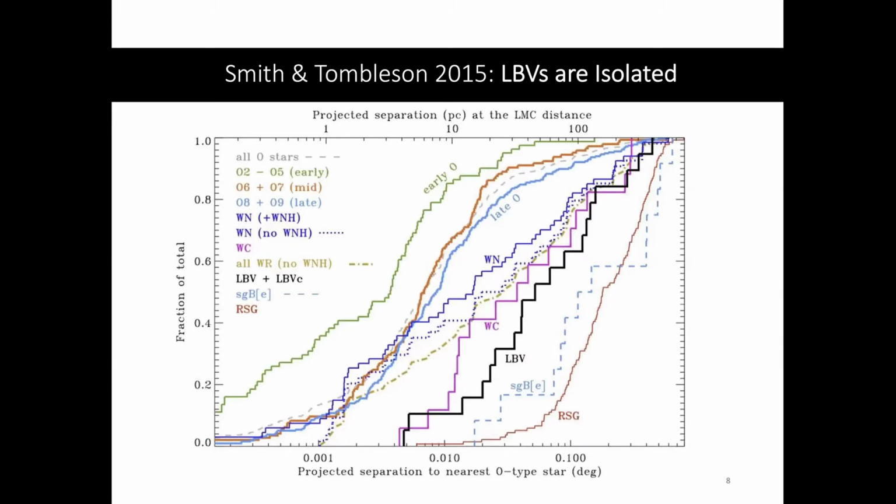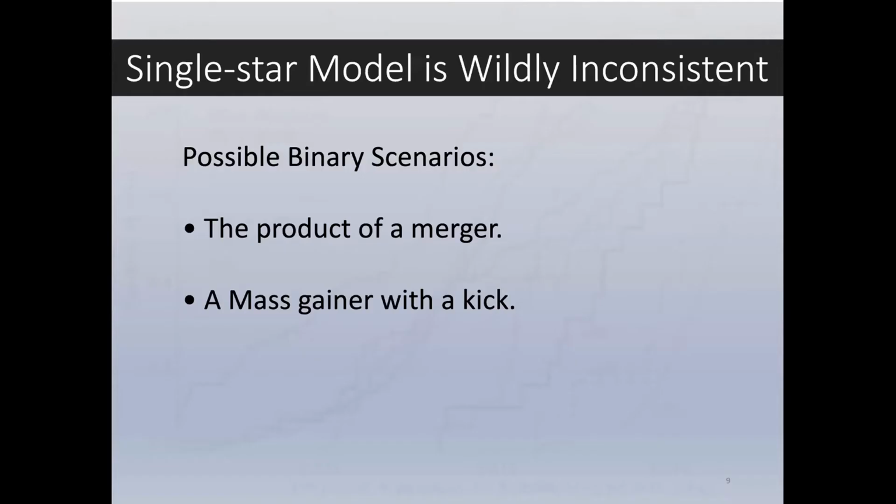For example, here you can see one of their plots, which is the separation to the nearest O star for different types of stars. In green, we have early O stars, then we have mid, in blue we have late-type O stars, in purple we have Wolf-Rayet stars, and black is the LBV separation distribution. They found that LBVs are a factor of 10 more separated than early O stars. And interestingly, they are even more isolated than Wolf-Rayet stars, which is totally inconsistent with the single star scenario. So they propose that LBVs are isolated either because they are mergers or they are kicked mass gainers and they receive a kick from their companion's supernova explosion.